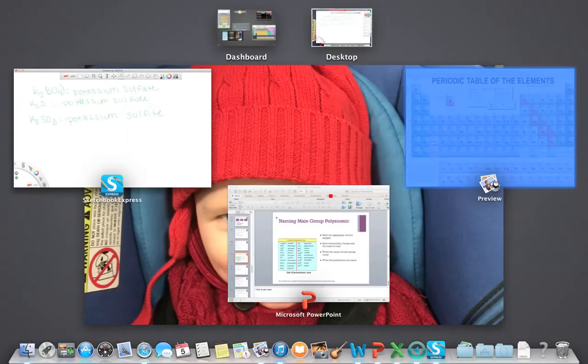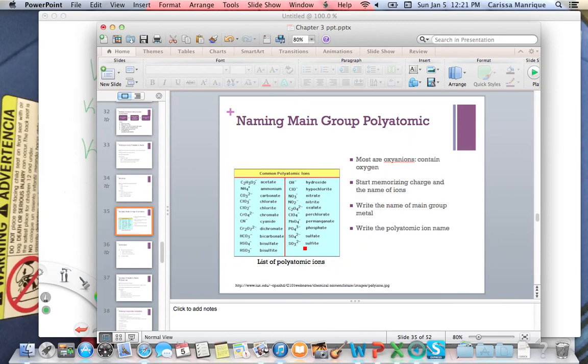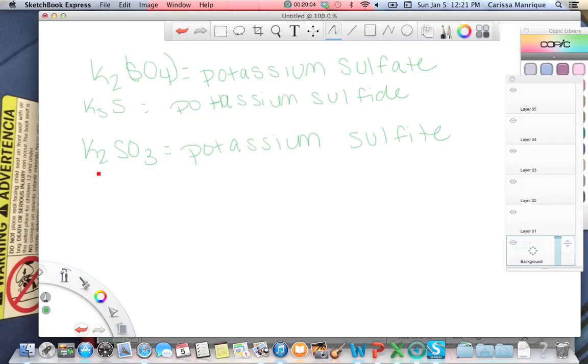Let's do another one. Let me think. Let me put magnesium, I don't know, nitrate. Okay, so let's do Mg(NO3)2. Okay, so we recognize our metal as magnesium. So this would be magnesium.